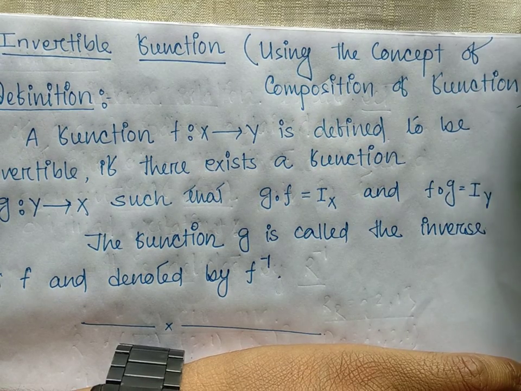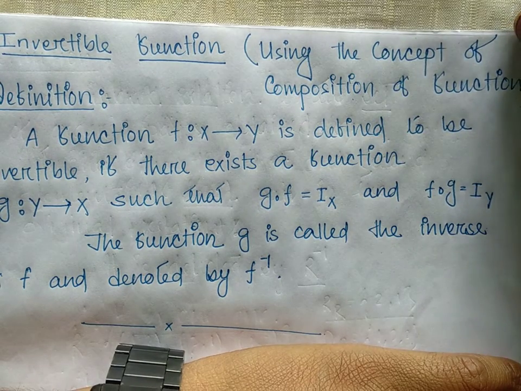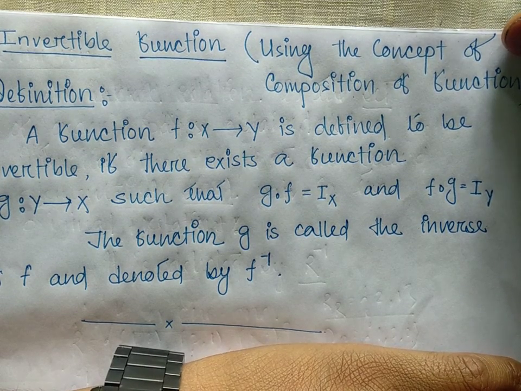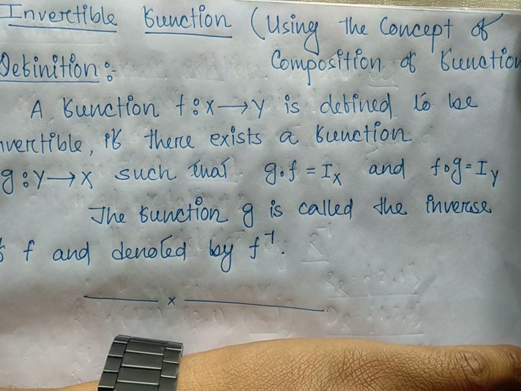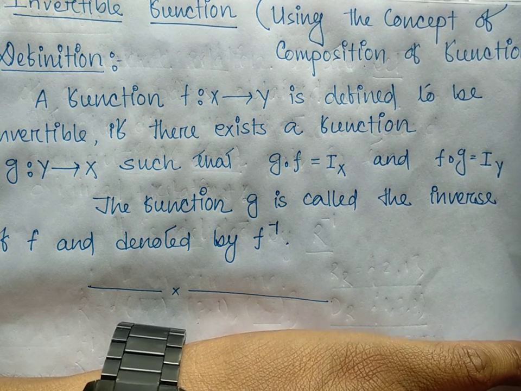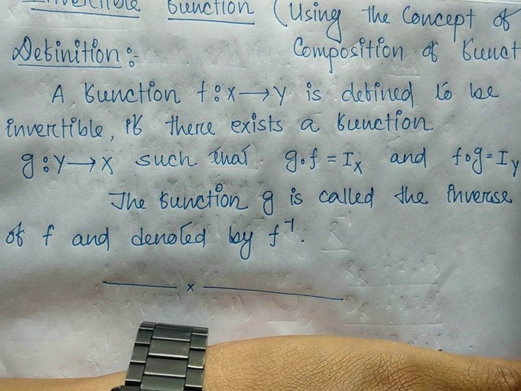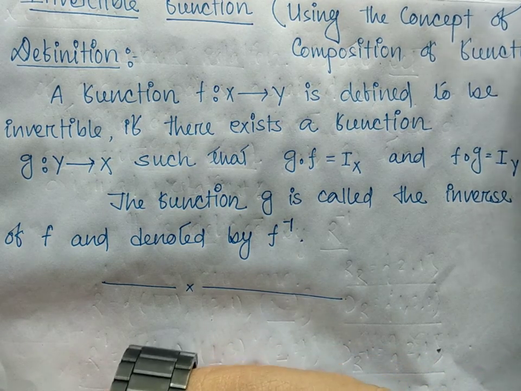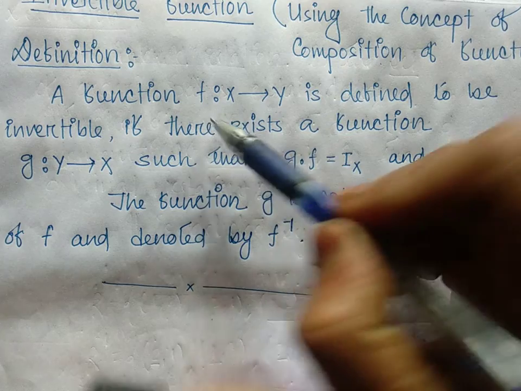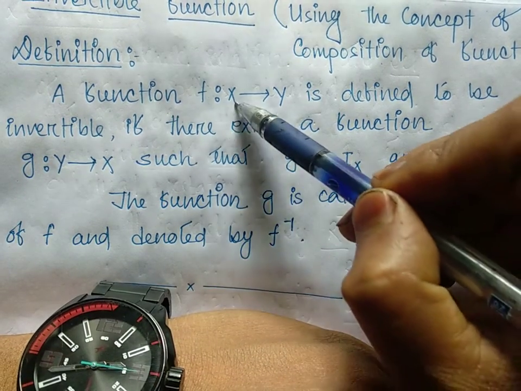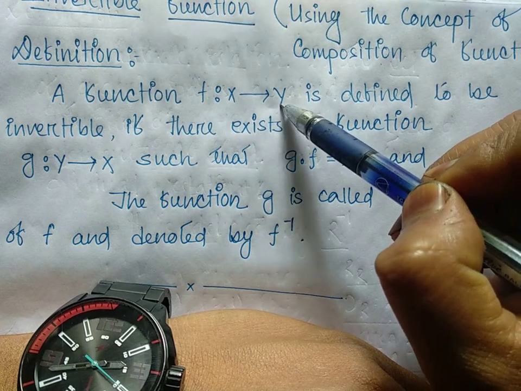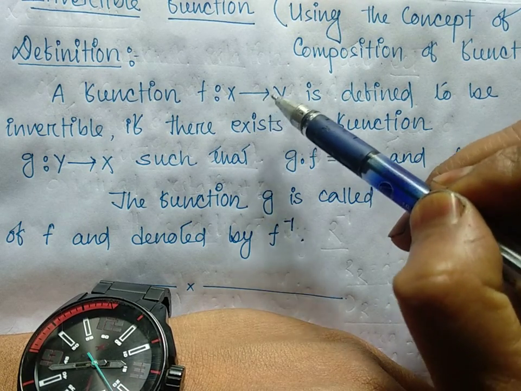So first of all, we are going to discuss the definition of an invertible function using the concept of composition of function. So what is the definition? A function f from X to Y is defined to be invertible if there exists a function g from Y to X. Okay, f is a function from X to Y. This function is said to be invertible if a function will be there in the reverse way.